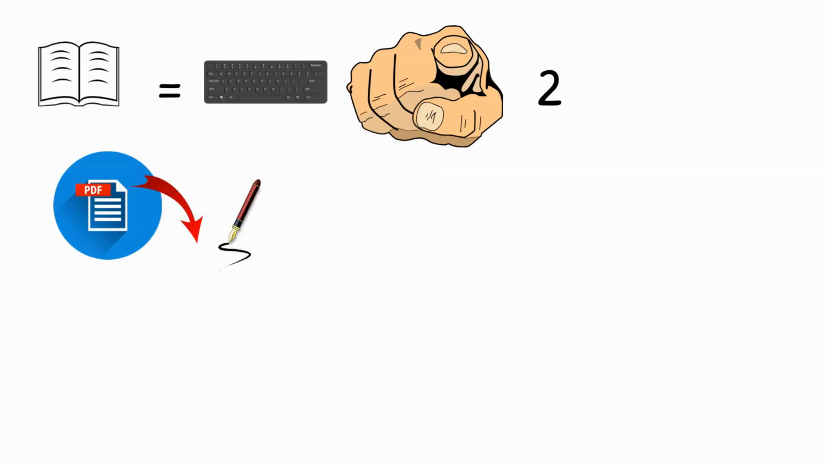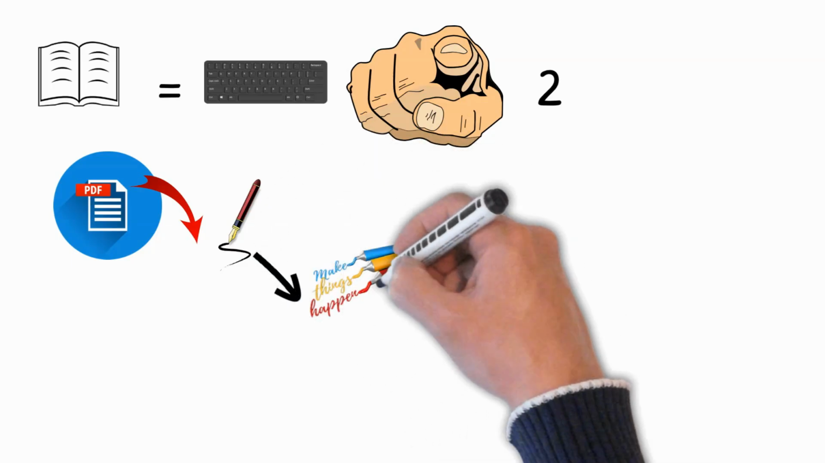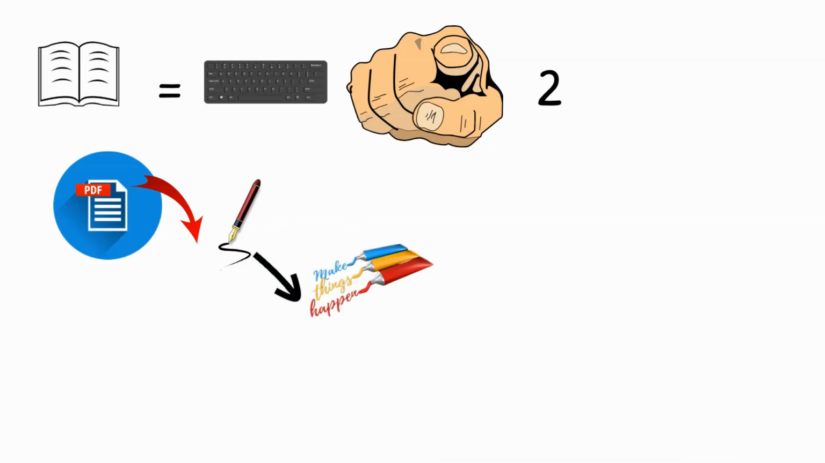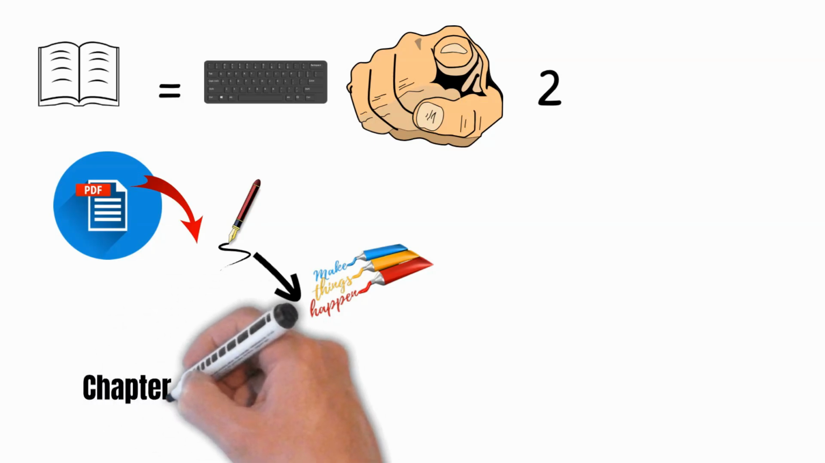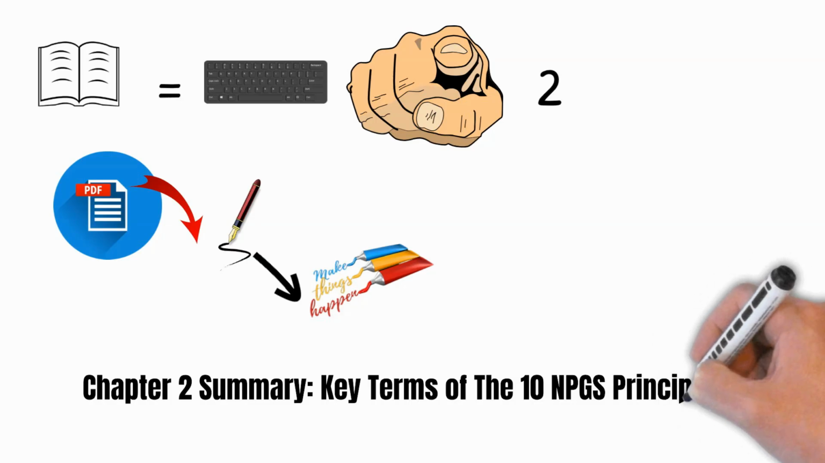Take the time to fill it out, and I sincerely believe there is a much higher chance that you will apply what you learned here down the road. Chapter 2 summary is the key terms of the 10 NPGS principles.